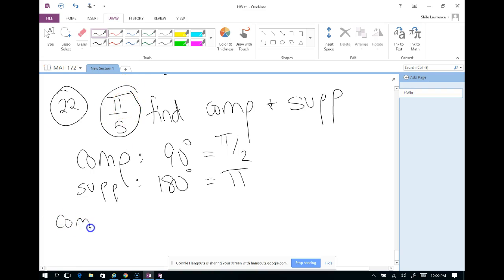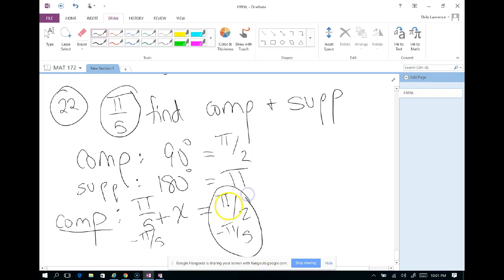So for the complementary, pi over 5 plus some other angle is going to equal pi over 2. And that other angle is its complement, or the complementary angle. So to solve for what that is, we need to subtract the pi over 5 over to the other side. And just like we did in the last problem, we can do this in the calculator. Just leave the pi's off because we want an exact answer.